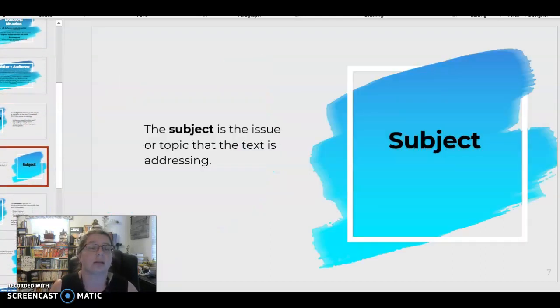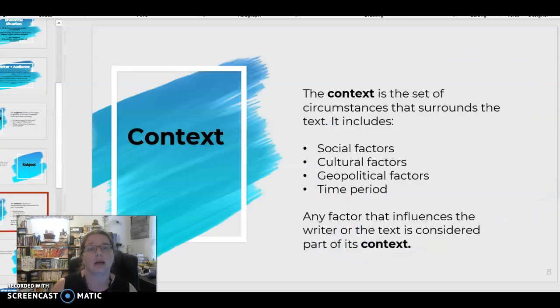Then we discuss subject, which obviously the subject is sort of the issue or the topic that the text is addressing. That is clearly part of the rhetorical situation, as is the context. Context being the larger set of circumstances in which the text sort of exists. What are the social and cultural factors that are happening at this particular time period? What geopolitical circumstances might have prompted this, or what is happening in the world in which this is written?